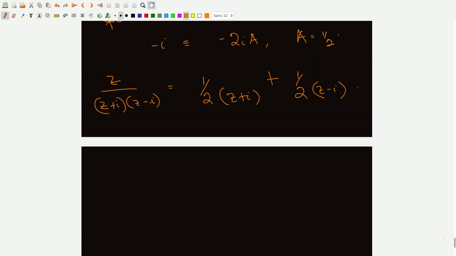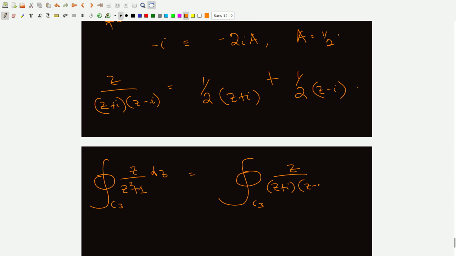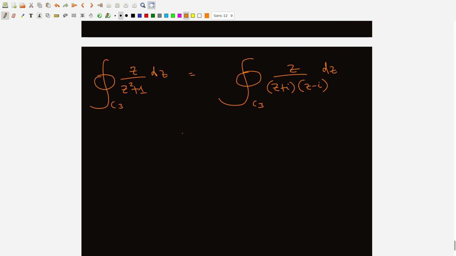That would imply that our integral over C3 of z over z squared plus 1 dz, which we wrote as the integral over C3 of z over (z plus I)(z minus I) dz, is the integral over C3 of 1/2 over z plus I, plus the contour integral over 1/2 over z minus I dz.